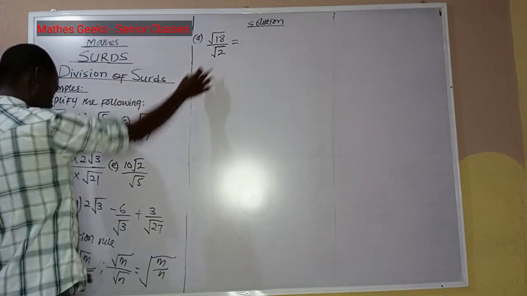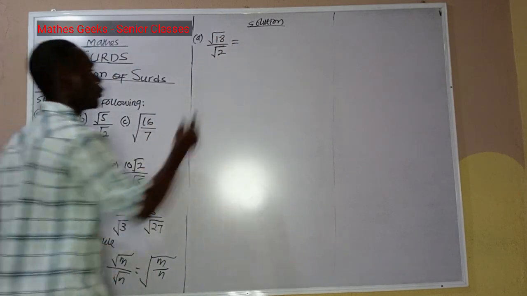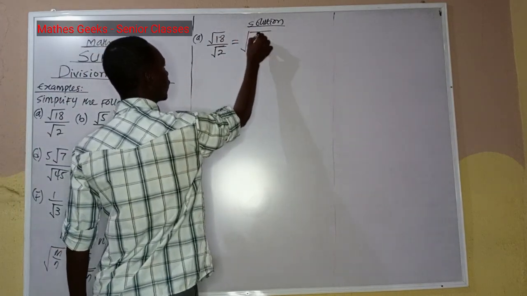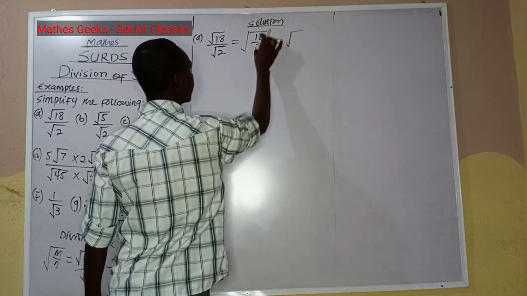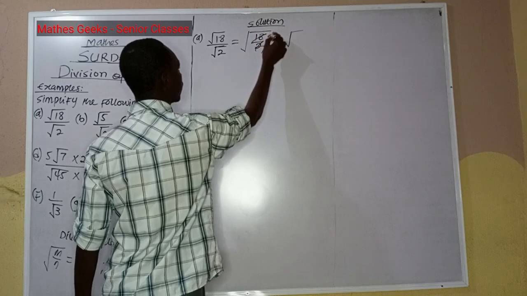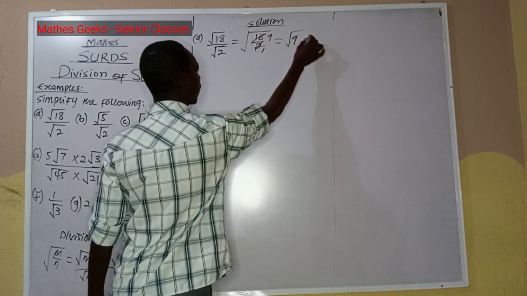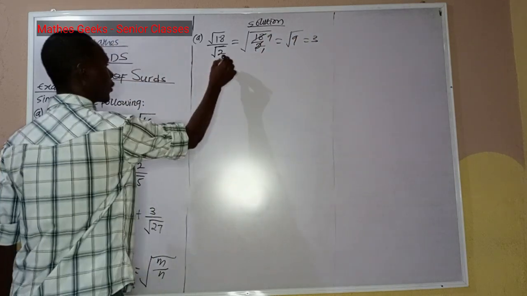So root 18 over root 2 is this part. So we'll equate it to root of 18 over 2. So this will give us 18 divided by 2: 2 here 1, 2 here 9. This will give us root 9, and that will give us 3.